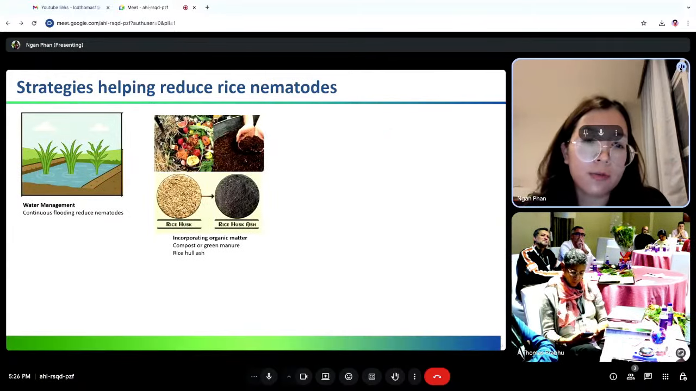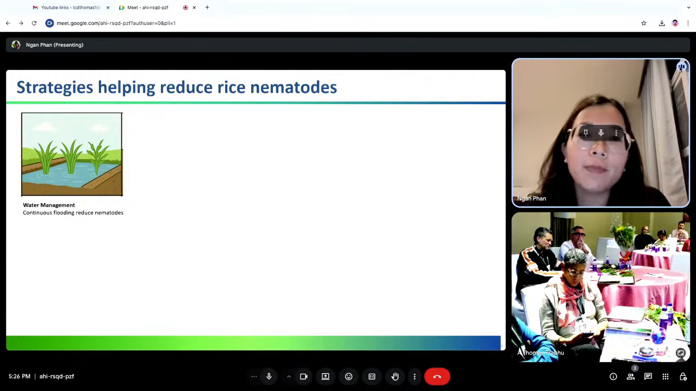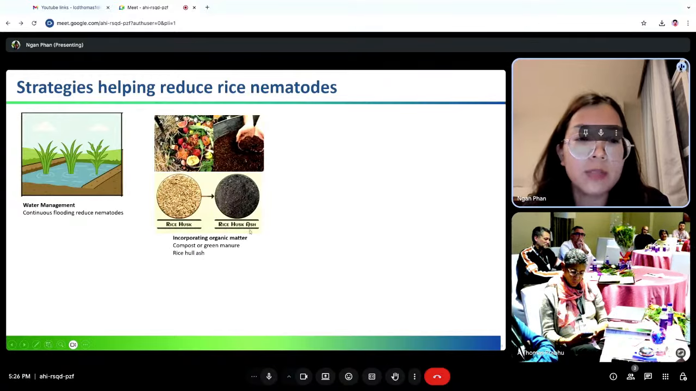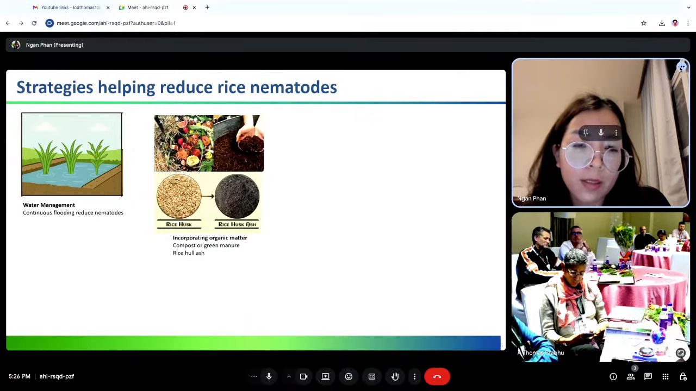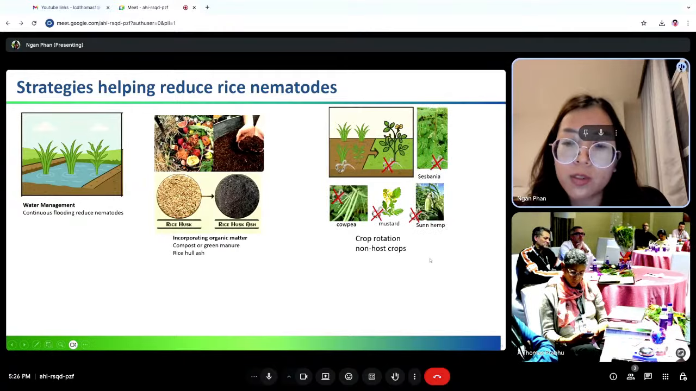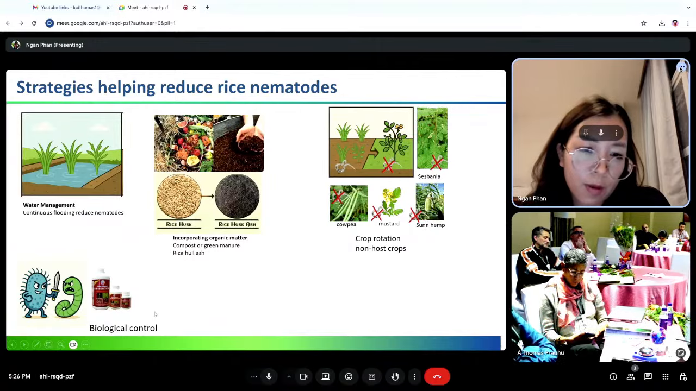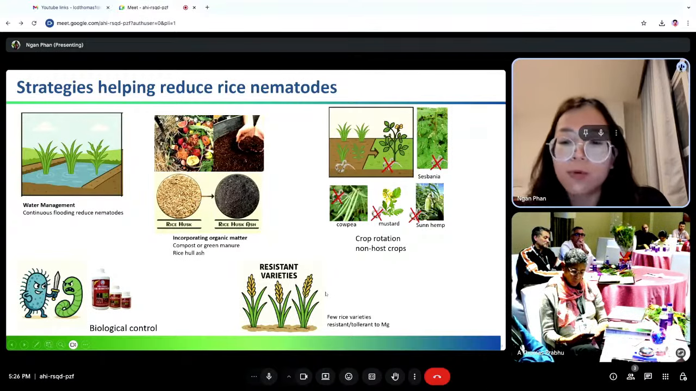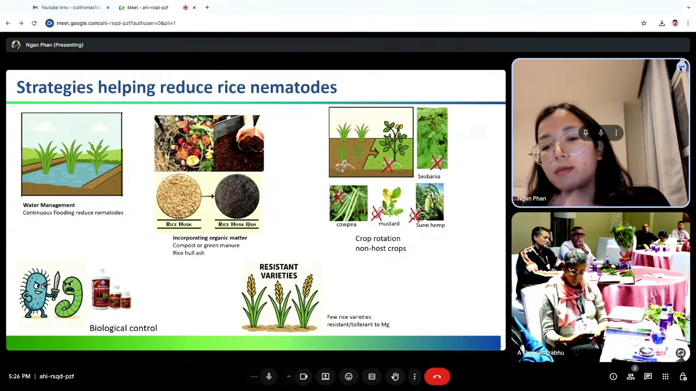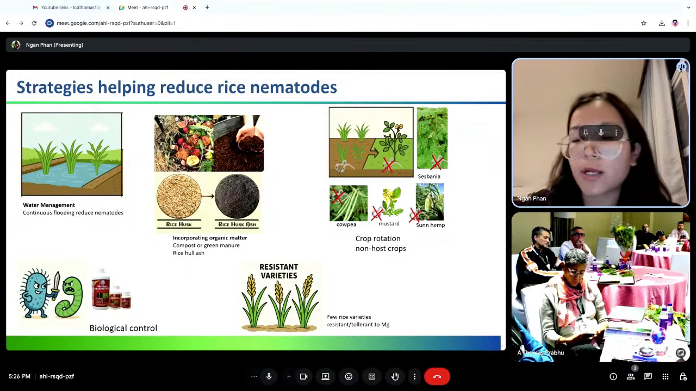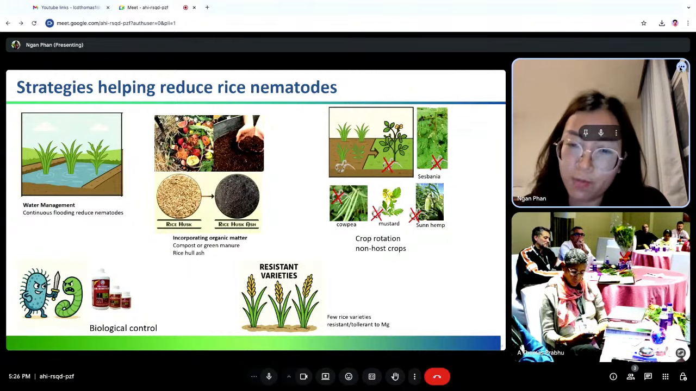So there are several strategies that can help to reduce the rice nematodes, such as continuous flooding and water management that can reduce nematodes. We can use organic matter, which can also help to reduce the nematode, and crop rotation, and some available commercial biological control products. And a few rice varieties are characterized as resistant and tolerant to this rice nematode.